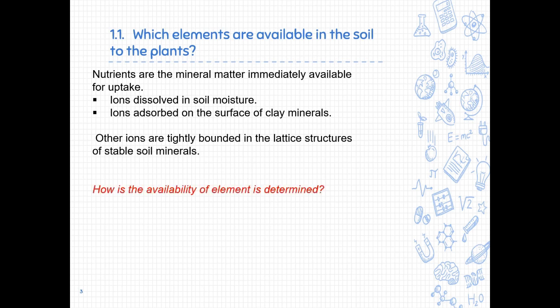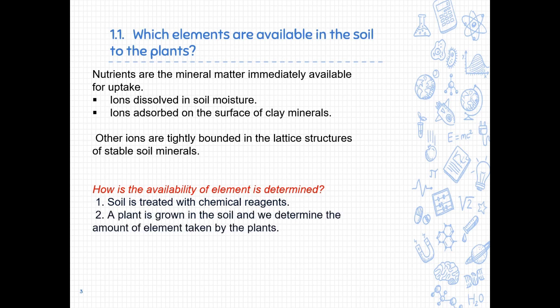So how is this availability of elements determined? There are two methods. First, we take a soil sample and treat it with certain chemical reagents. The elements which come out into the solution after treating the soil with the reagents are available to the plant. Or we grow a plant in a soil and we then chemically analyze the plant itself, to see which of the elements the plant has taken. Those elements are the elements in the soil which are available to the plant.